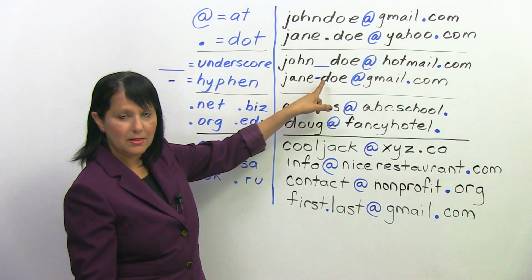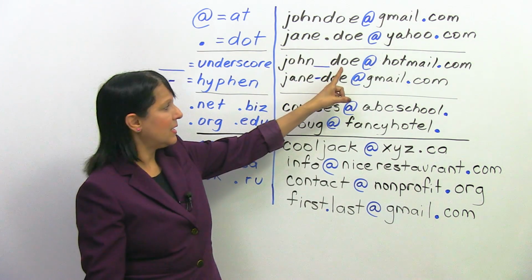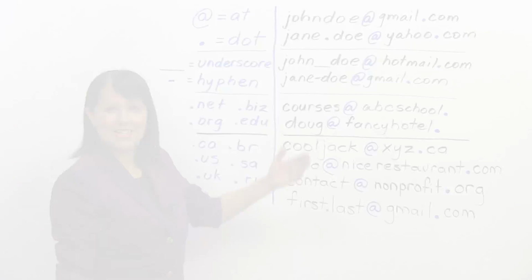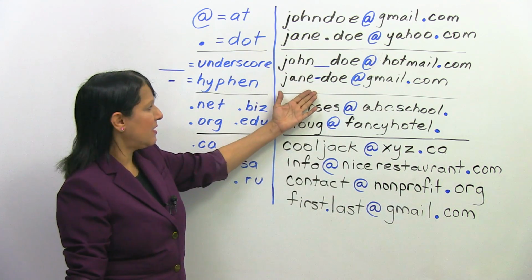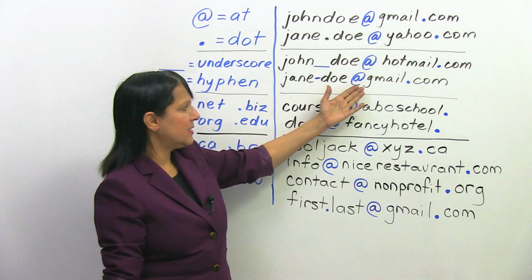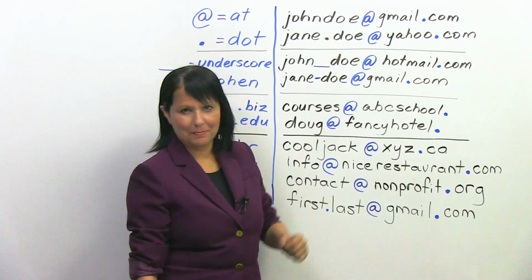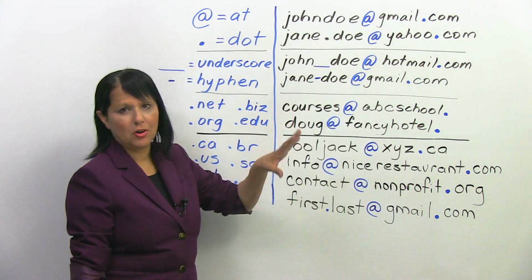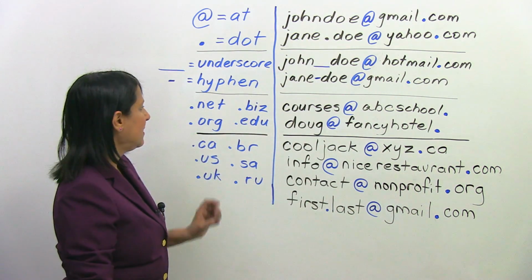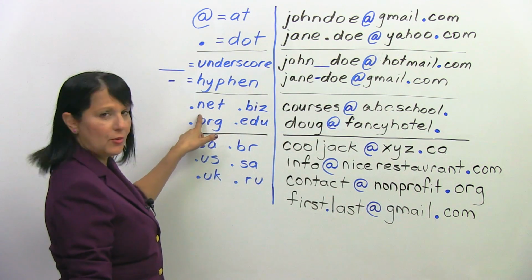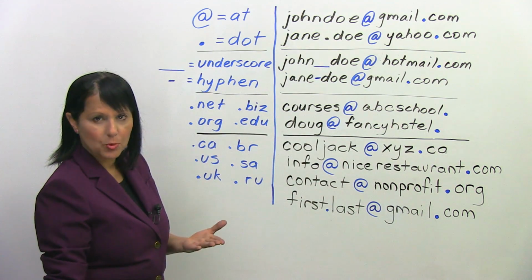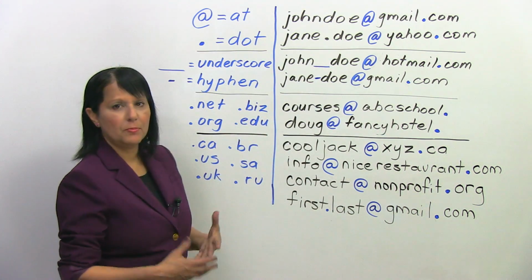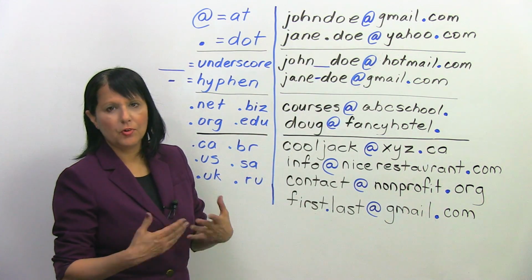John underscore Doe at hotmail.com. Good. Let's say this one. Jane hyphen Doe at gmail.com. Good. Now you're getting it. All right. Now sometimes instead of .com, you see other endings, okay? Other domain endings. For example, .net for network, .org for organization, .biz for business, and .edu for education.